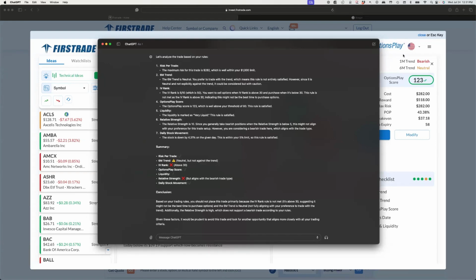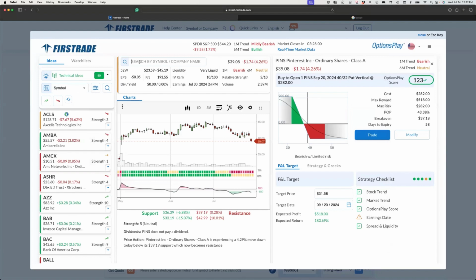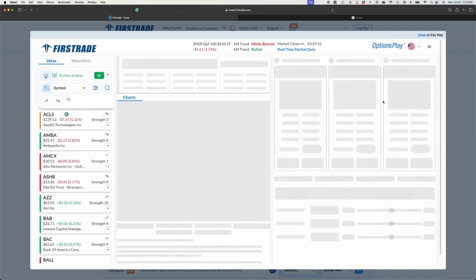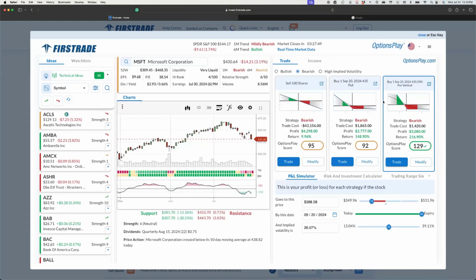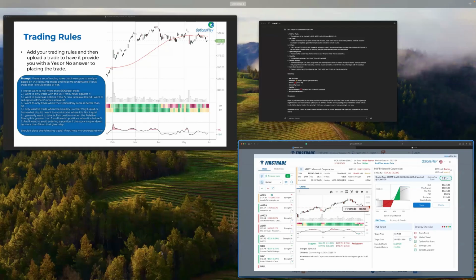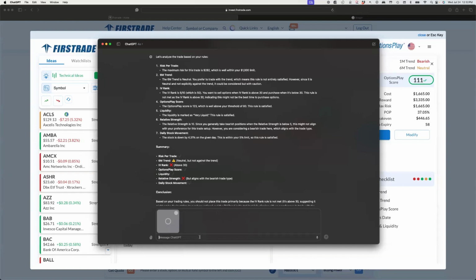So let's take a look at maybe another chart. Let's look at Microsoft, for example. Microsoft reports earnings next week. Let's say I want to take a bullish trade on Microsoft going into next week. Let's say I'm looking at this September 430/480 call vertical. So let's take a look at this trade again. We'll take a screenshot of the trade. Let's review, what about this Microsoft trade?